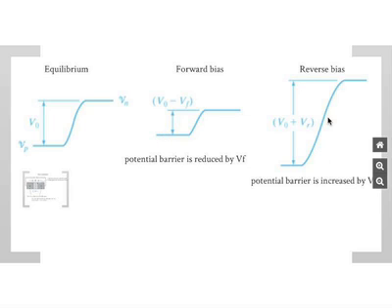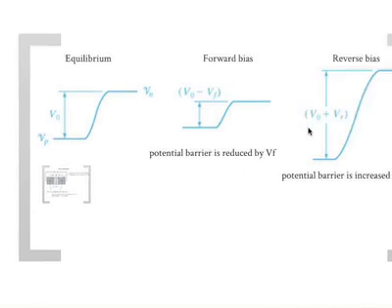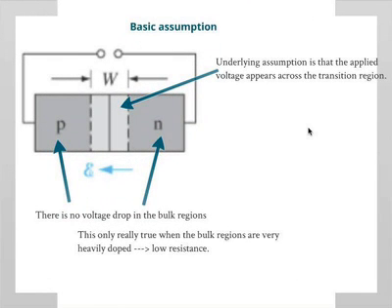For reverse bias, the opposite happens. You increase the potential difference. So you're increasing the potential barrier, okay, by VR in this case. This should be VR. Okay. So the basic assumptions, just to reiterate, these are the same things I said before. The underlying assumption is that the applied voltage appears totally across the transition region. Okay? This basically means that there is no potential drop in the regions that are neutral, the bulk regions of the P and the N type.